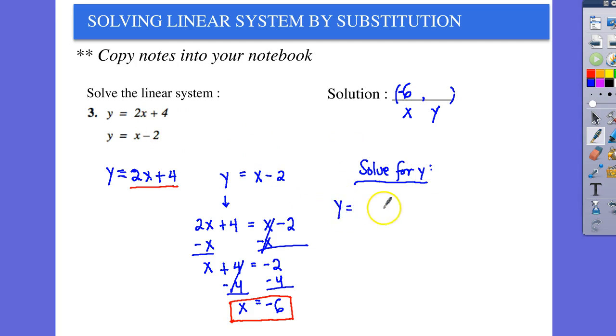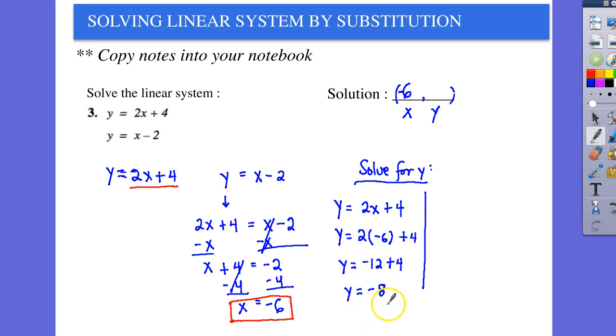So y equals 2x plus 4. I'm solving for y. I'll bring down the 2. Remember, this means multiplication, so I'm going to put parentheses, and then plus 4. x, I found out, is negative 6, so I'm going to put negative 6 over here. So y equals 2 times negative 6, which is negative 12. Bring down plus 4. y equals negative 12 plus 4, which is negative 8. So from equation 1, I found out that y is equal to negative 8.